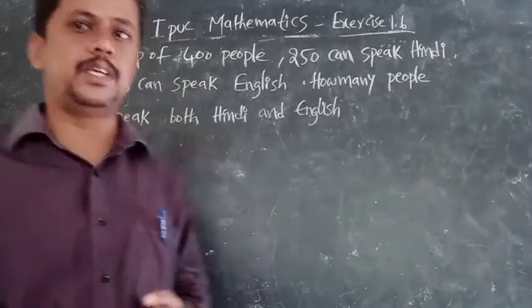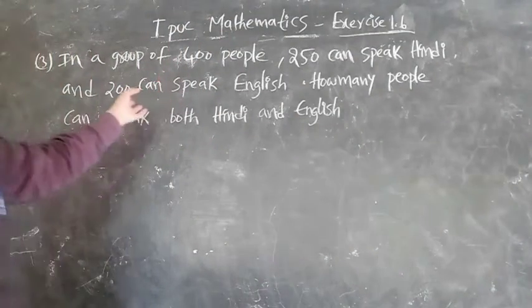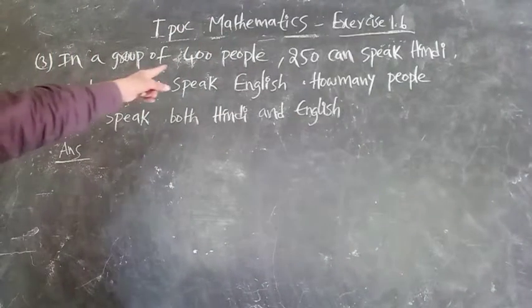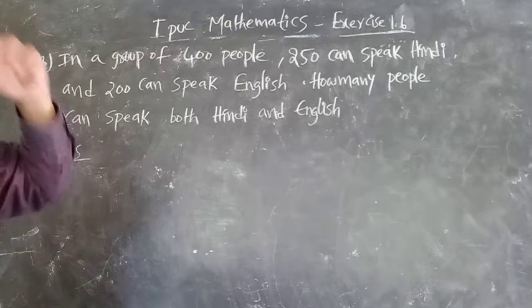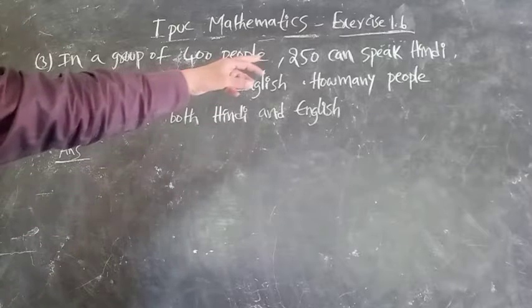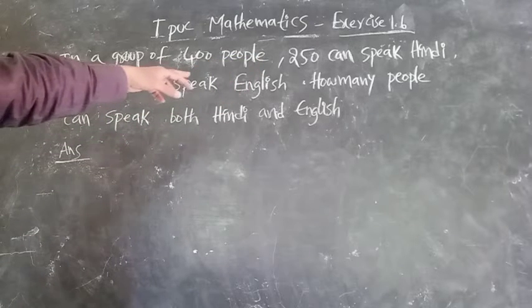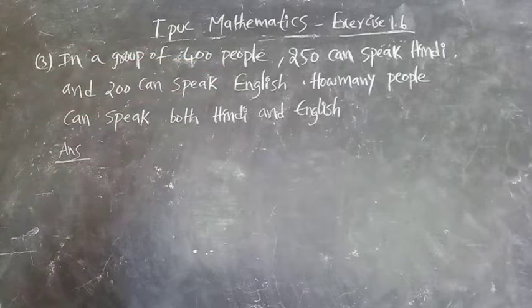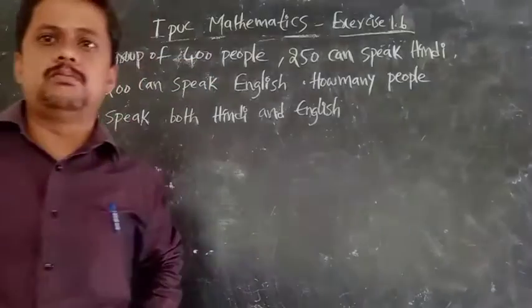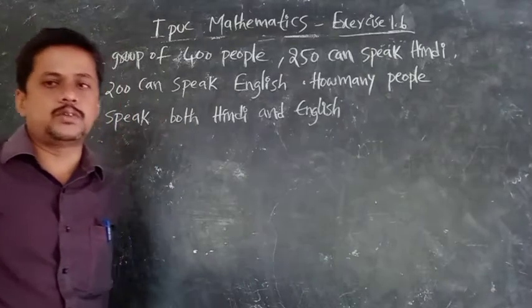In the last class we already discussed practical problems on union and intersection. Some other problems. So next problem, question number 3. In a group of 400 people, 250 can speak Hindi, and 200 can speak English. How many can speak both Hindi and English? Okay, so this is the question. So how to do this one?